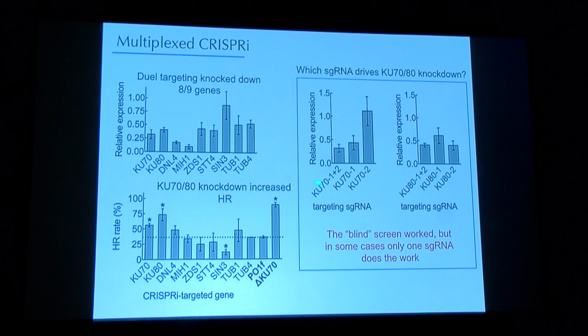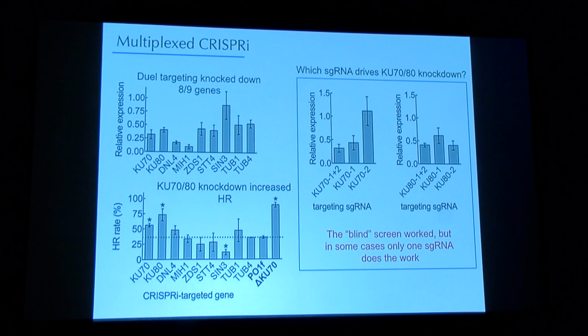In the case of the KU70 gene, it was only one guide that was driving the effect. In the case of KU80, both were driving the effect. So this is a little bit different across the whole set: in some cases one guide was driving, and in others we needed both of them.